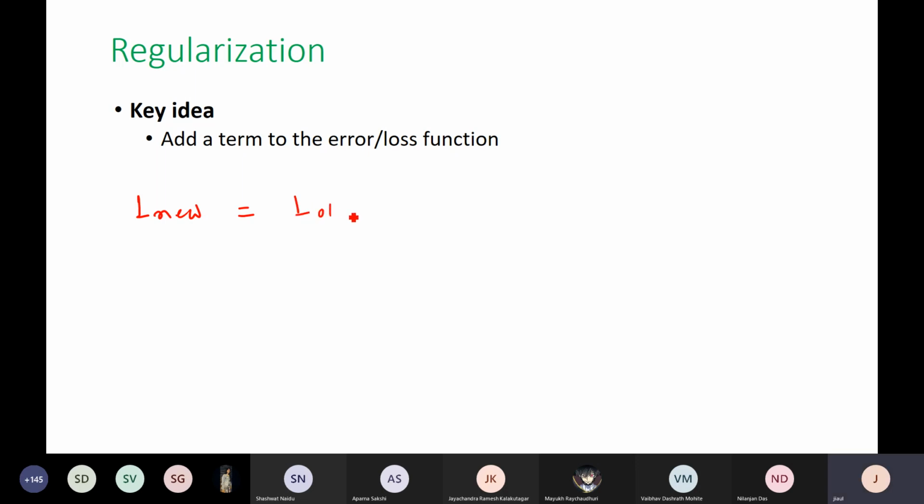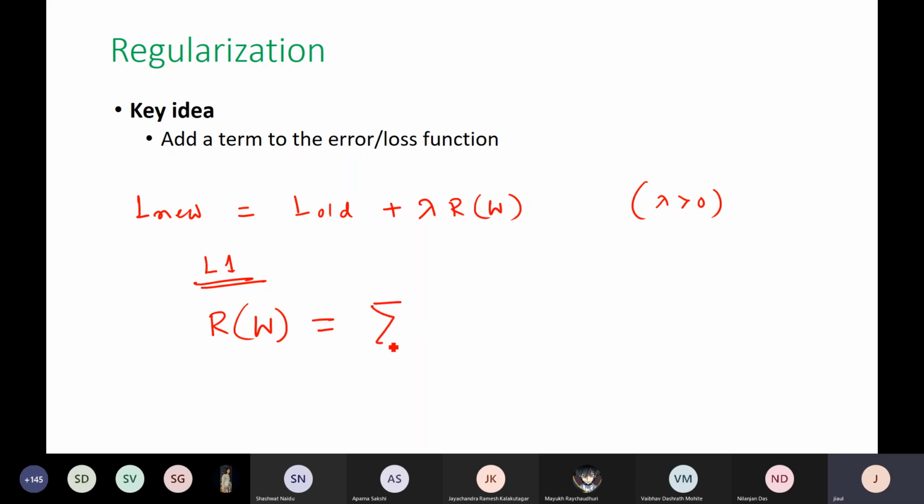So this L_old plus lambda R(W) is an expression, where lambda is greater than 0, and this is L1 regularization. My R(W) in this case is going to be the sum over i, j of the magnitudes of all the weights.